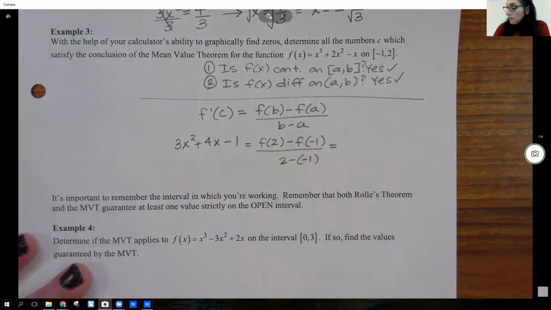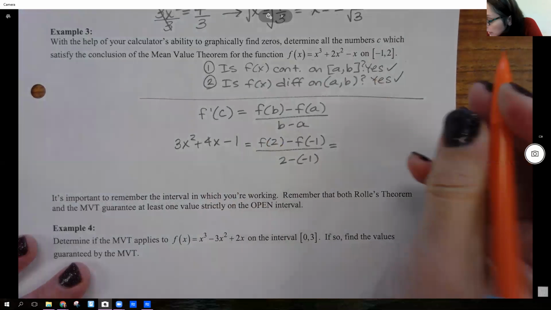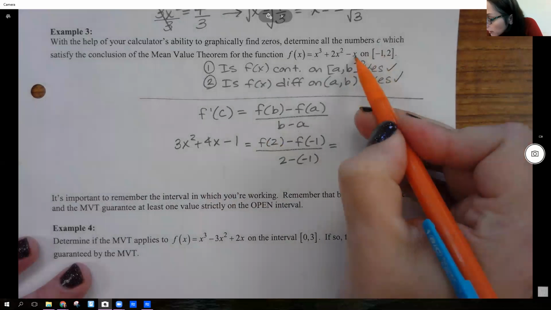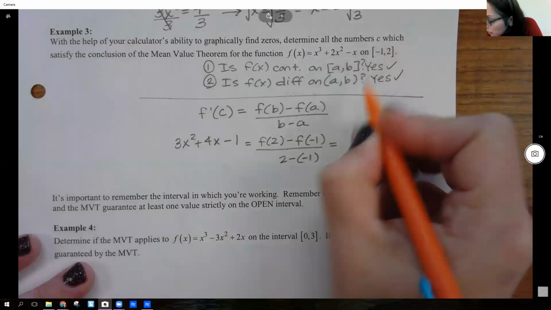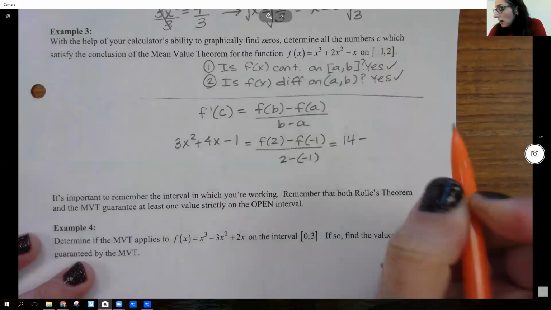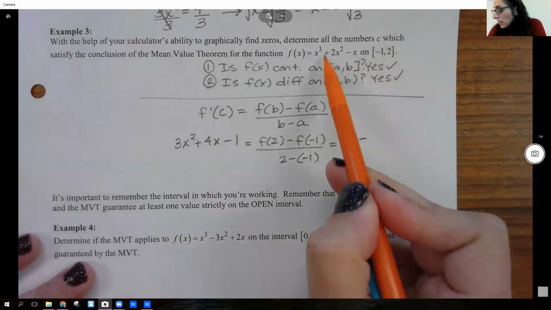16. 16. Don't forget to subtract. Do that, 14. 14, there we go, good. Minus, how about f of negative 1? What's that going to come out to be?